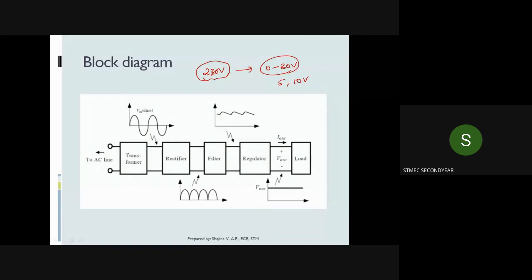The function of a step down transformer is to reduce or convert the voltage level to the desired output value. For example, I am fixing the output voltage as 10 volt. Let my required DC voltage be 10 volt. We have to convert this 230 volt to 10 volt. For that, in order to reduce the voltage level to the required level, we use a step down transformer. So the transformer steps down the voltage from a higher value to the required low value.